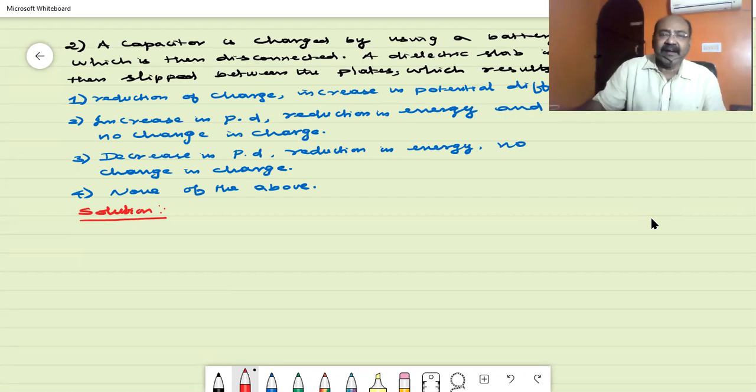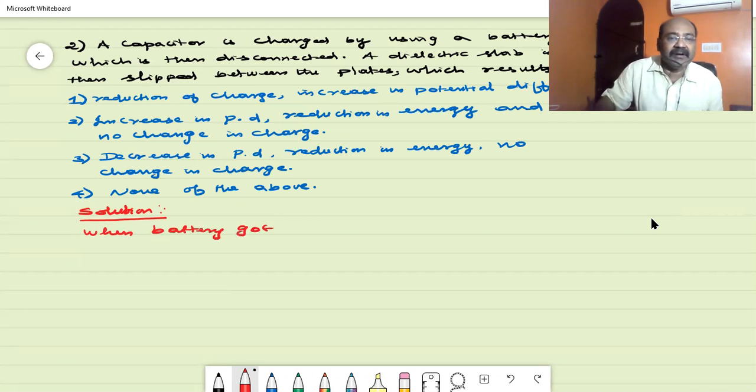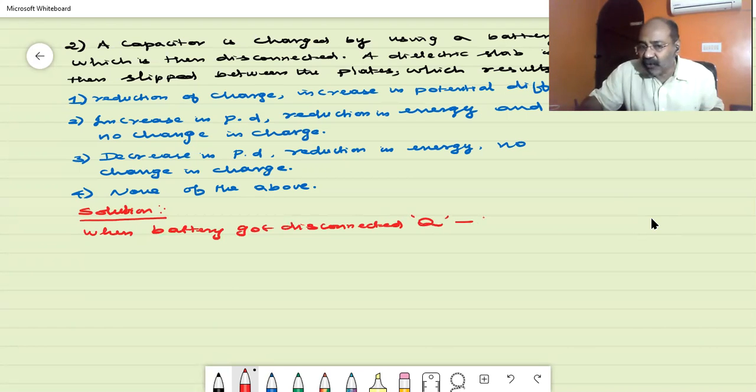See, a capacitor is charged by using a battery which is then disconnected. After charging, if the battery is disconnected, then the charge will remain constant. That is the first thing. So when the battery got disconnected, the charge Q will be the same, or we can say the charge Q is constant.